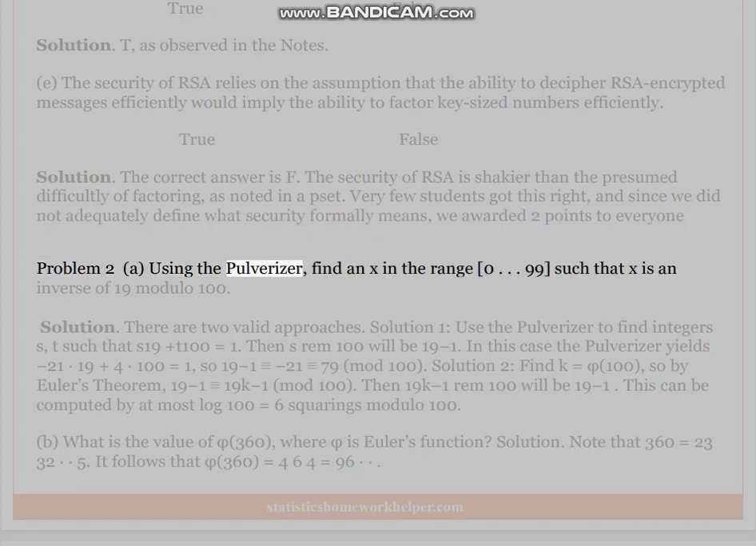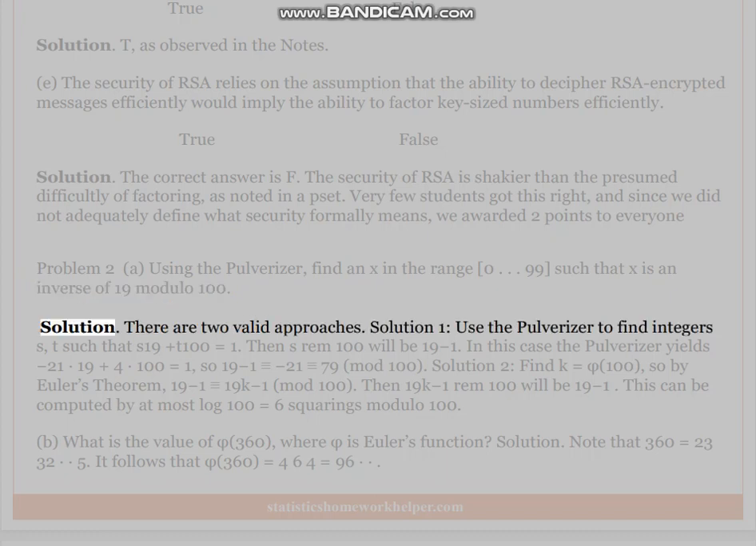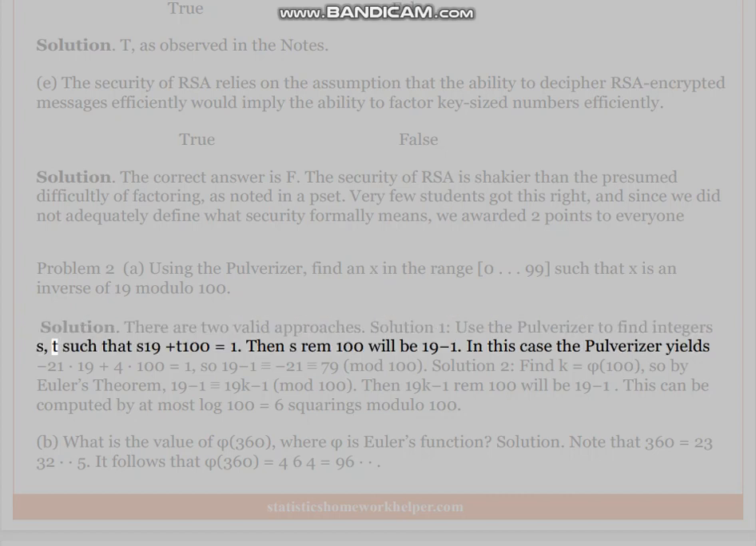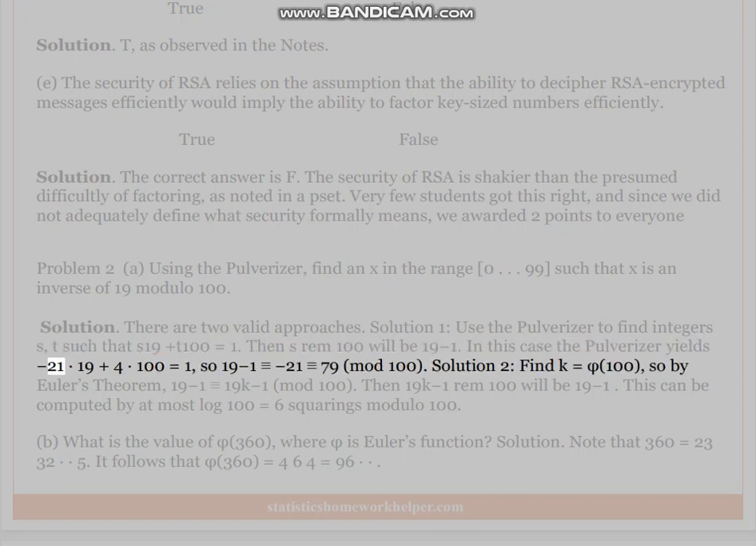Problem 2. A. Using the pulverizer, find an x in the range 0 to 99 such that x is an inverse of 19 modulo 100. Solution: there are 2 valid approaches. Solution 1: use the pulverizer to find integers s, t such that s·19 plus t·100 equals 1. Then s rem 100 will be the inverse of 19. In this case the pulverizer yields 21·19 plus (-4)·100 equals 1, so the inverse of 19 is 21, mod 100.